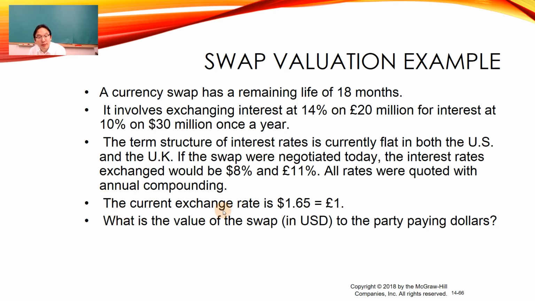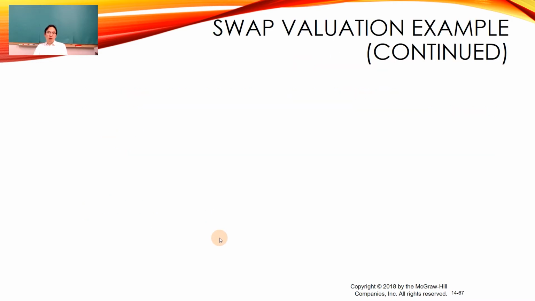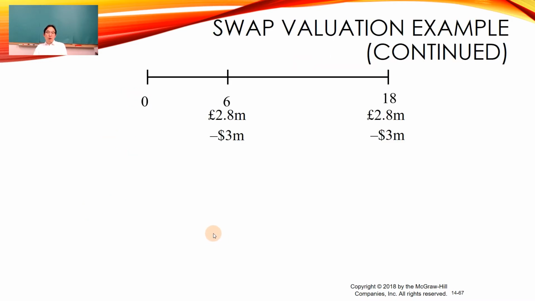The current exchange rate is $1.65 per pound. What is the value of the swap in US dollars to the party paying dollars? Okay, all right. The US company's perspective. Okay, so here is how it works.